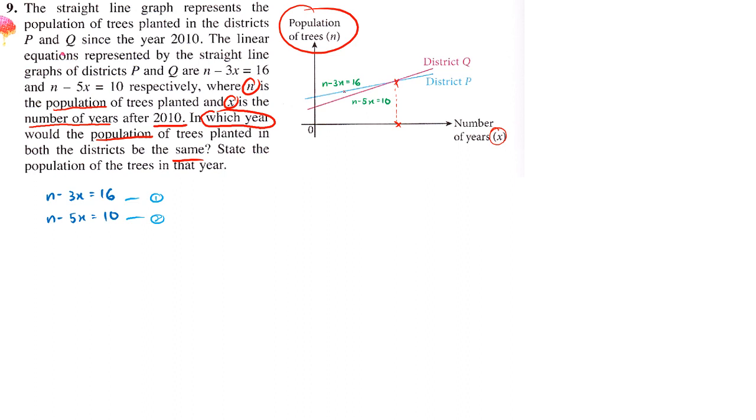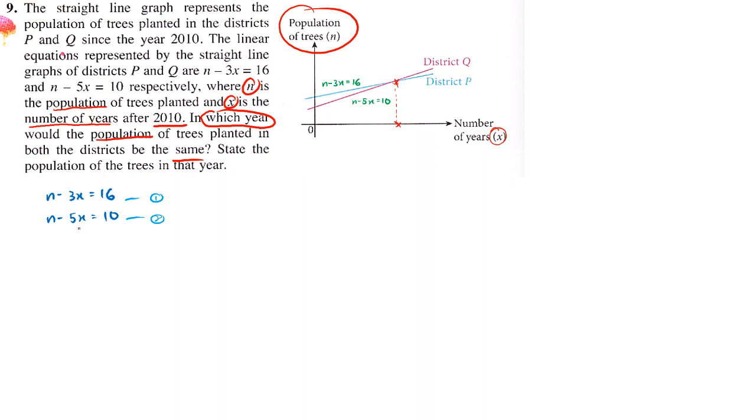Because I want to find which year District P and District Q have the same amount of trees. So this is the intersection point, which means I can find this x. How do I find the intersection point? I solve these two simultaneously. Because no values are given for time, I cannot solve it graphically. Alright, too bad. So I must solve either with simultaneous substitution or elimination.